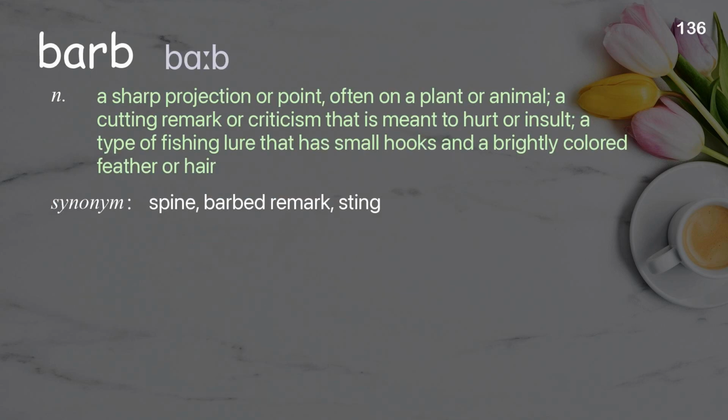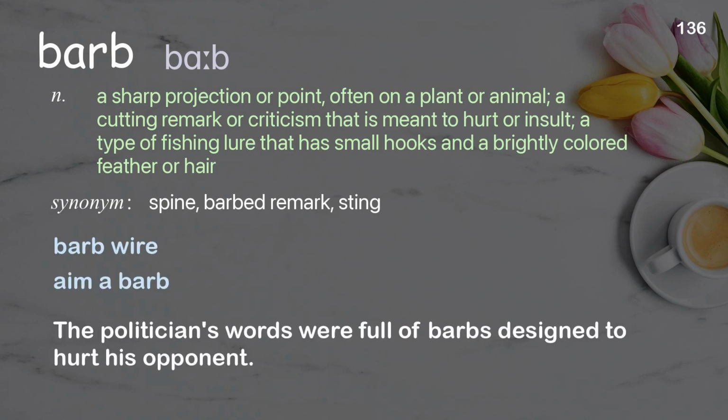Barb. A sharp projection or point, often on a plant or animal, a cutting remark or criticism that is meant to hurt or insult, a type of fishing lure that has small hooks and a brightly colored feather or hair. Examples: Barbed wire. Aim a barb. The politician's words were full of barbs designed to hurt his opponent.